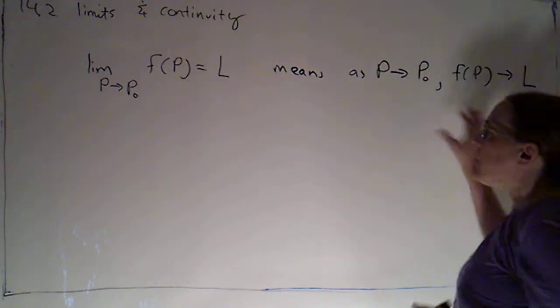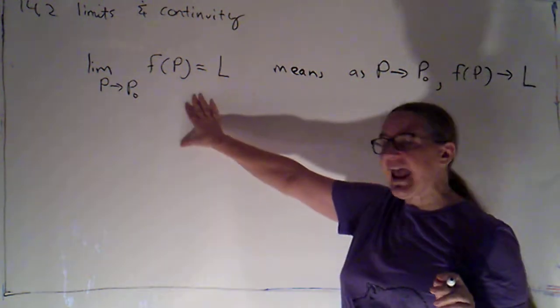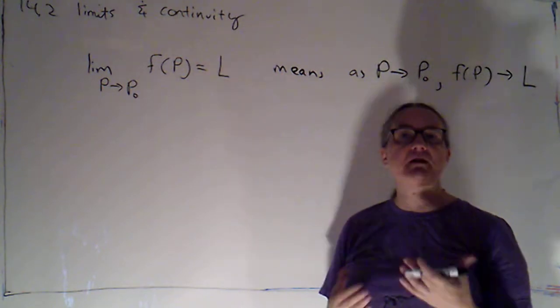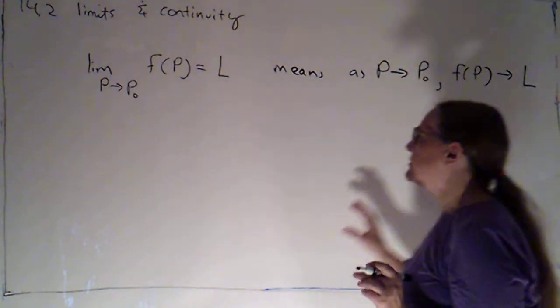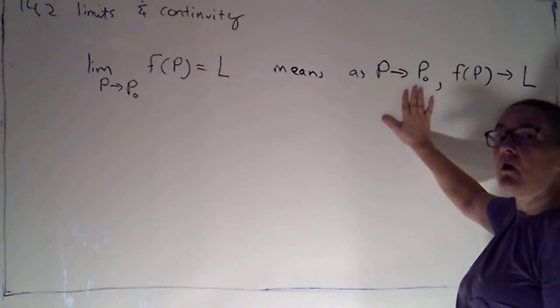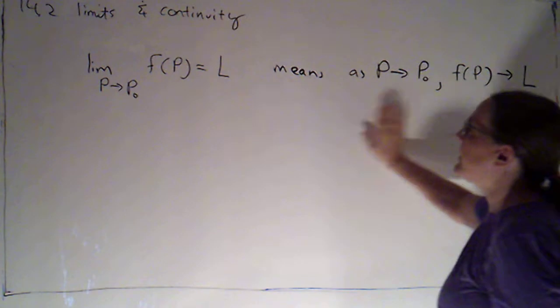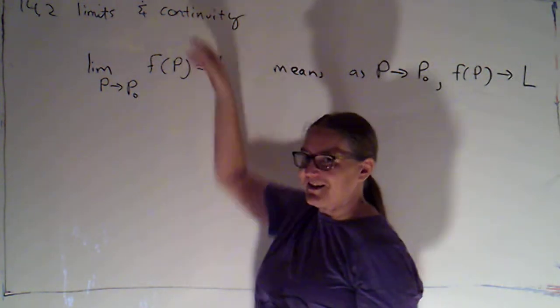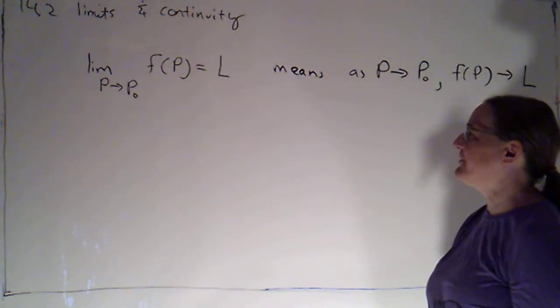Okay. Now I want to just talk a little bit about the different notation that we can use for limits of these new functions. And then we're going to talk about the formal definition of limit, which isn't something that we use an awful lot, but it's going to help us in understanding continuity for functions of multiple variables.